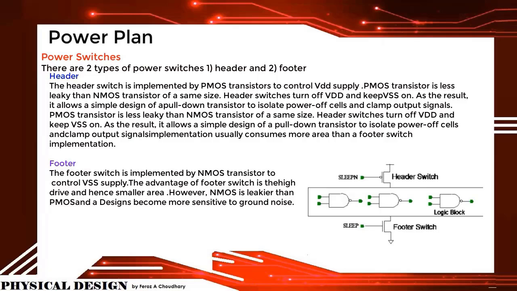There are two types of power switches, header and footer. A header switch is implemented by a PMOS transistor to control the VDD supply, whereas a footer switch is implemented by an NMOS transistor to control the VSS supply. The advantage of the header switch is that PMOS transistors are less leaky than NMOS transistors, and the disadvantage is that a header occupies a larger area than a footer. Basically, PMOS are larger in size than NMOS.